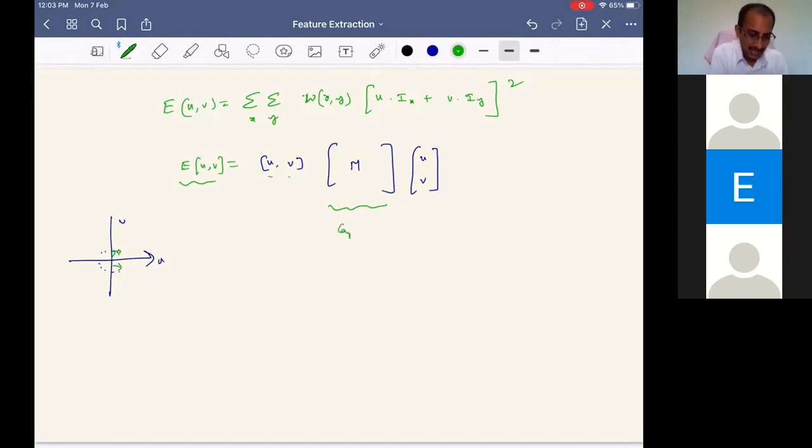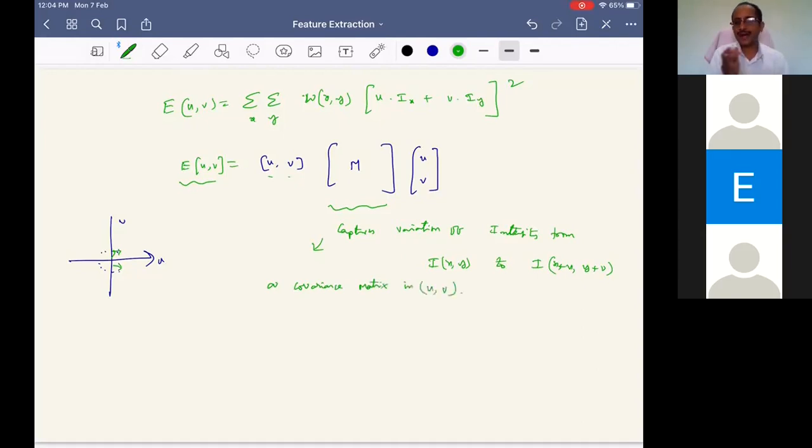So M captures the variation of intensity from I of x comma y to I of x plus u comma y plus v, considering all of them. In this sense it captures the variation, which means it is quite similar to a covariance matrix in u comma v.